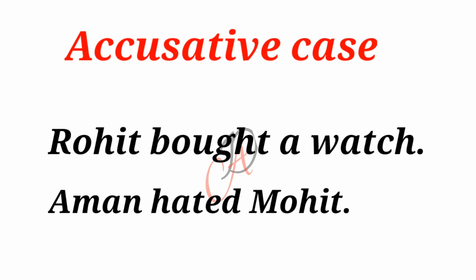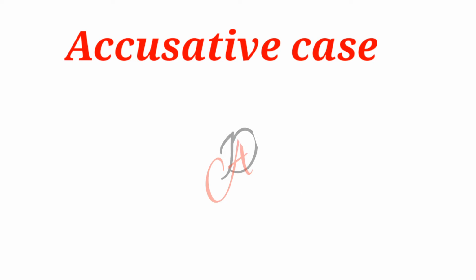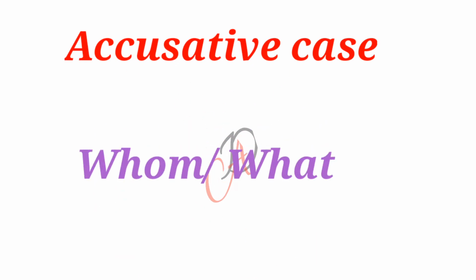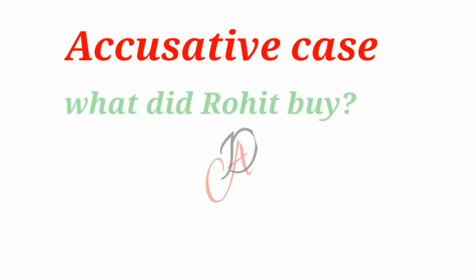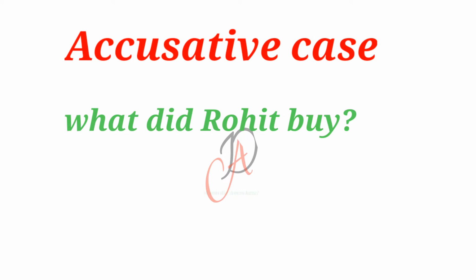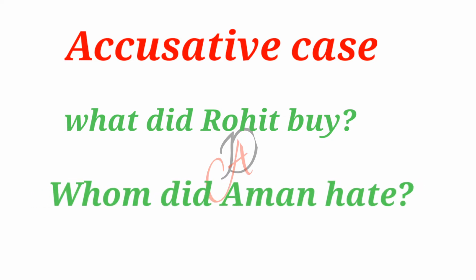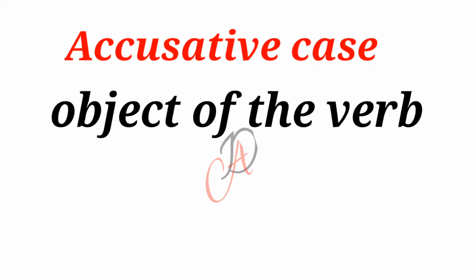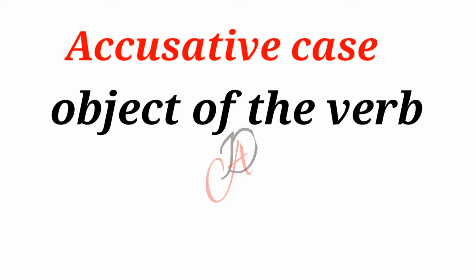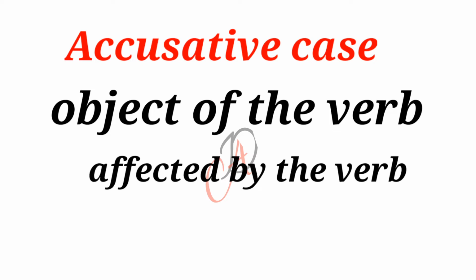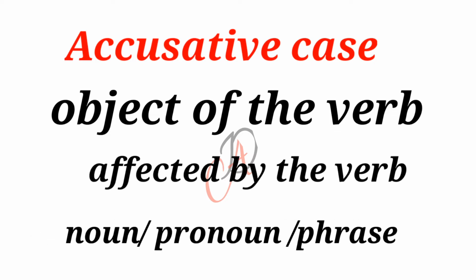Objective case can be found out by putting the question whom or what after the verb. For example, what did Rohit buy? A watch. Whom did Aman hate? Mohit. Hence, a watch and Mohit are in the objective case or accusative case. Accusative case is the object of the verb and it is always affected by the verb. Objective case can be a noun, pronoun, or a phrase.